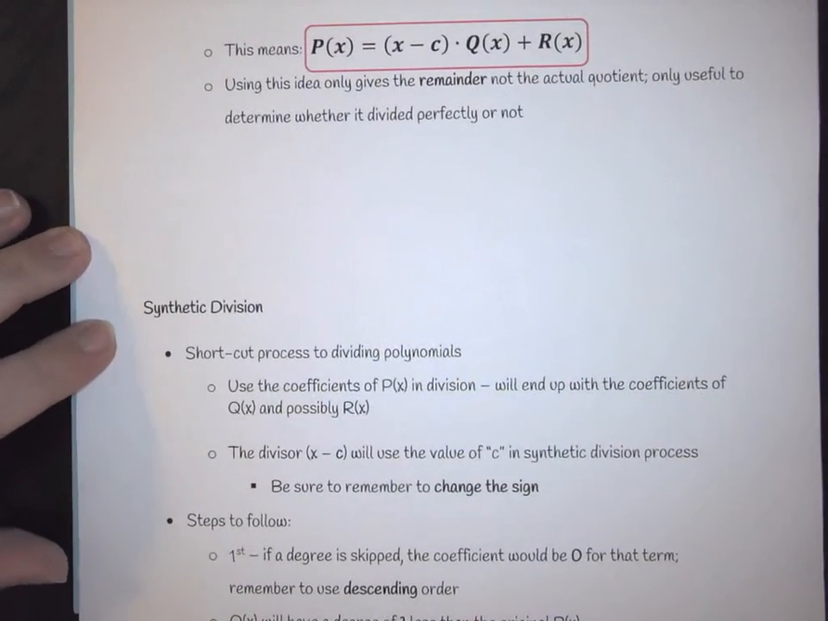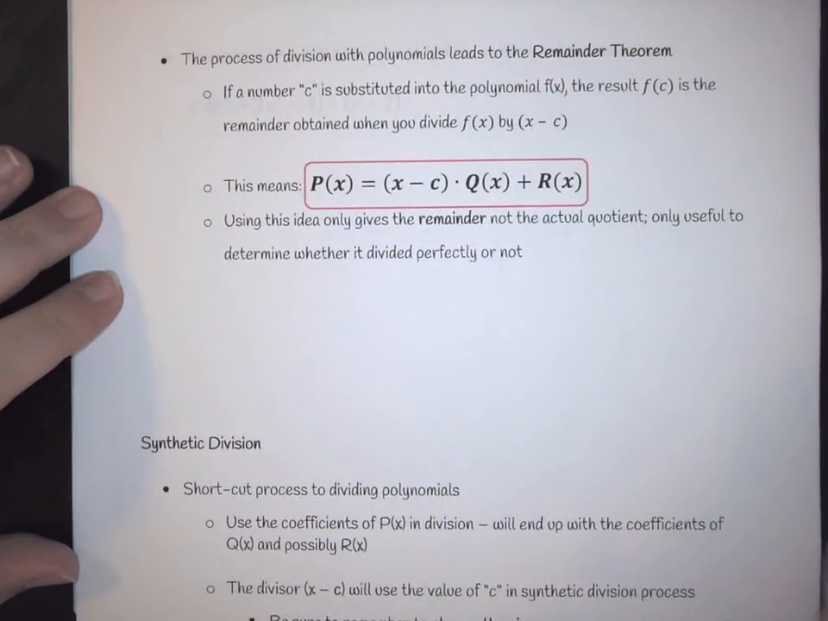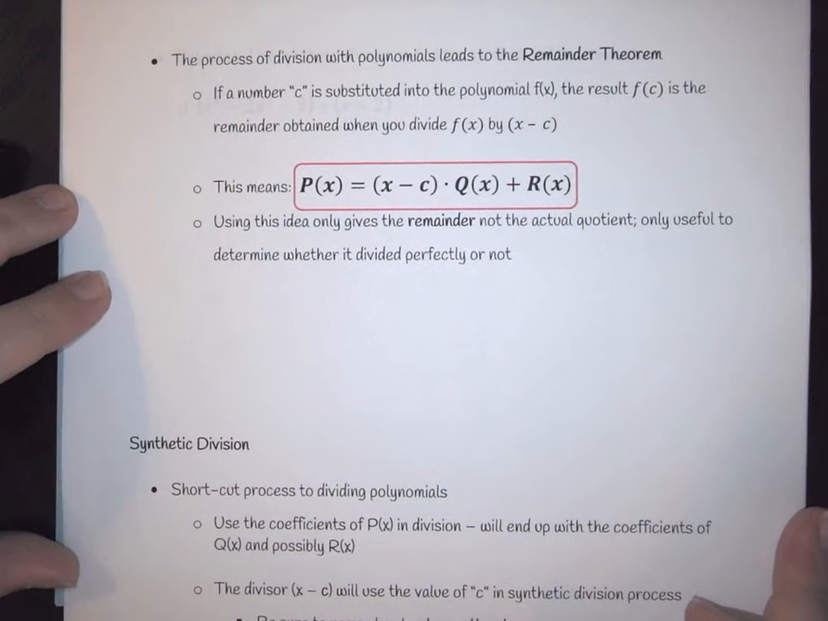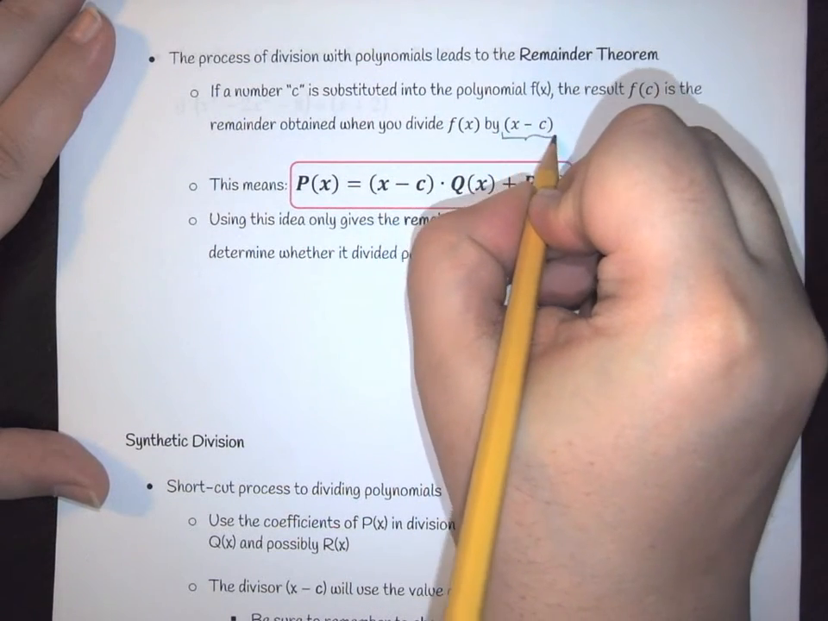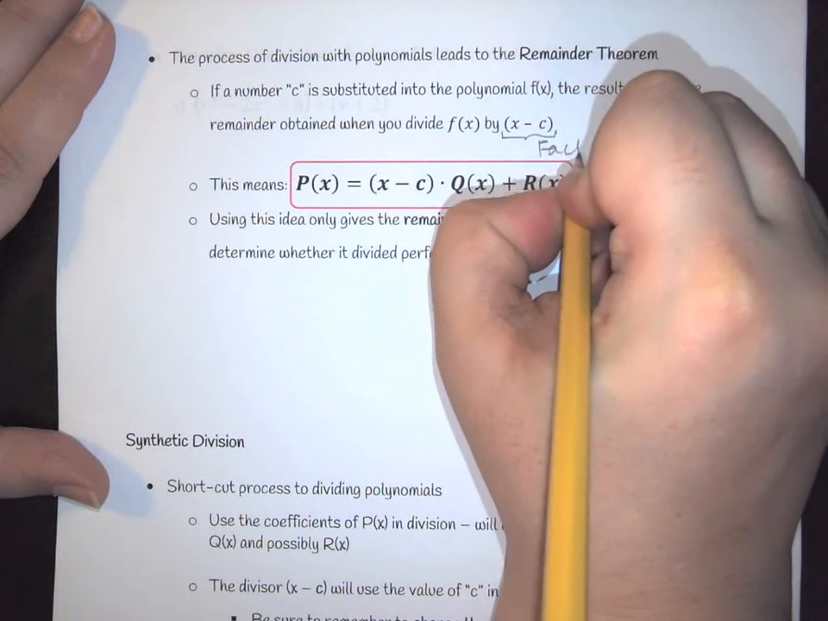Now, there's a few things that we need to know. First, when we do our long division, we are setting ourselves up for a theorem that's called the remainder theorem. The remainder theorem says, if a number c is substituted into the polynomial f of x, the result f of c is the remainder obtained when you divide f of x by x minus c. So if you remember, the x minus c would be like your factor.